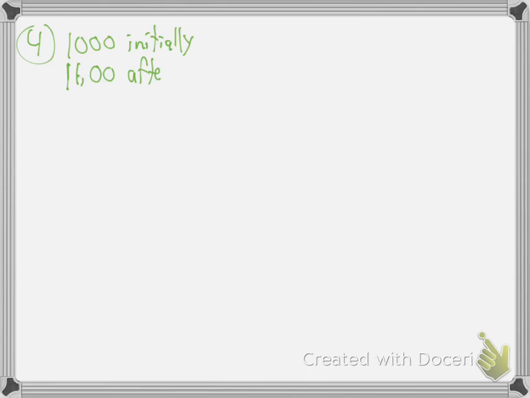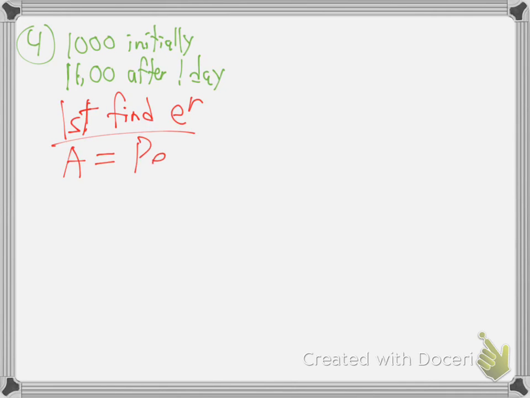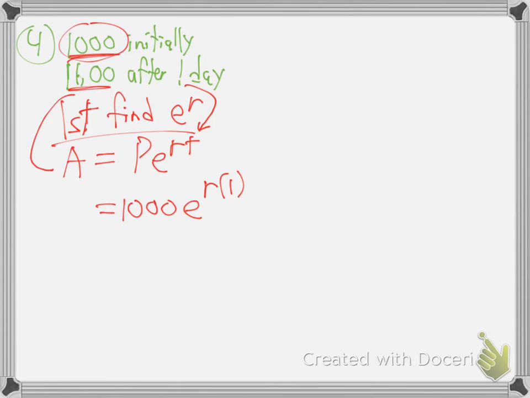1,600 after 1 day. Okay, so how do we do these? First, find e to the r. That's the first phase. We're going to use PERT, and we're going to put in that initial information. 1,000 initially. That's the P. It's like principal investment, but it's the original number of mosquitoes. e to the r. Then it's after 1 day. So when t is 1, the amount becomes 1,600.